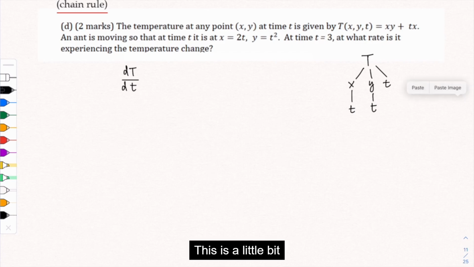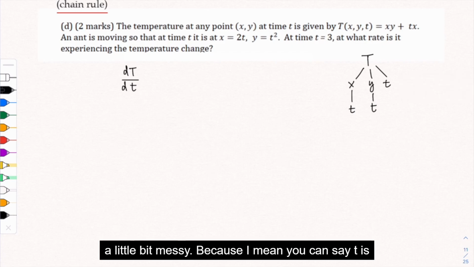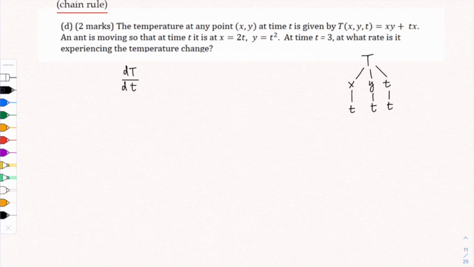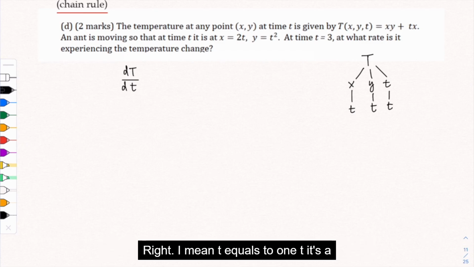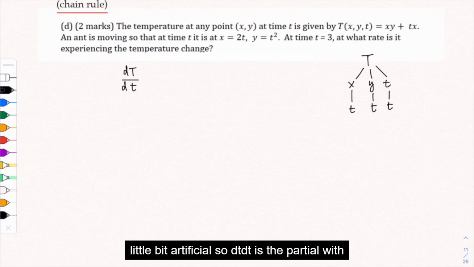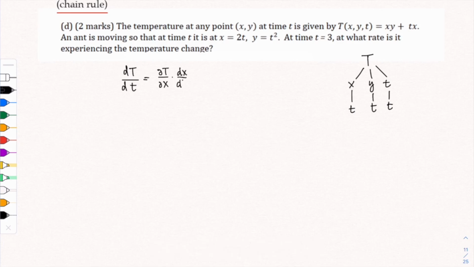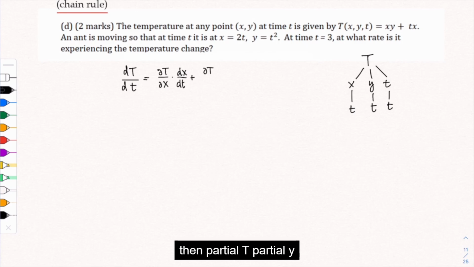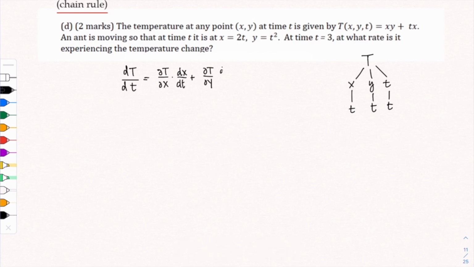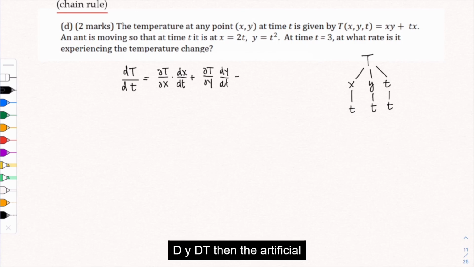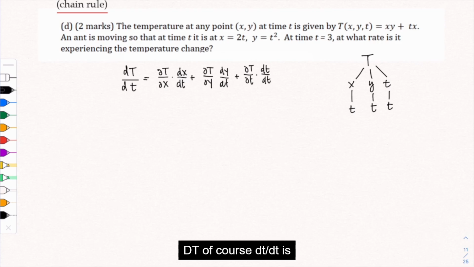This is a little bit messy, because you can say t is a function of t if you want, right? t equals 1t. It's a little bit artificial. So dT/dt is the partial with respect to x, dx/dt, then partial with respect to y, dy/dt, then the artificial one, partial with respect to t, dt/dt. Of course, dt/dt is 1, because t is equal to t.